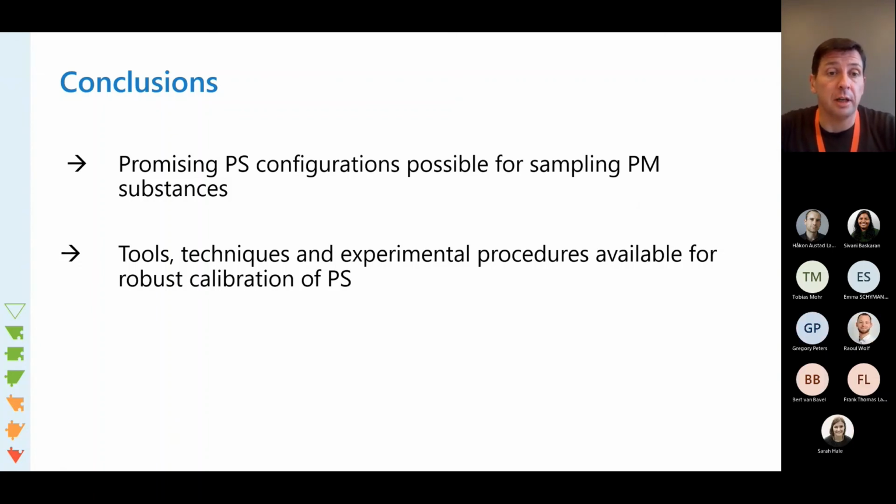And in conclusion, I think we have a number of promising passive sampler configurations that are possible, that can be further improved to sample PM substances. And as shown in these slides, we also have tools, techniques, and some experimental procedures that we get to know quite well to be able to do these robust passive sampler calibrations.